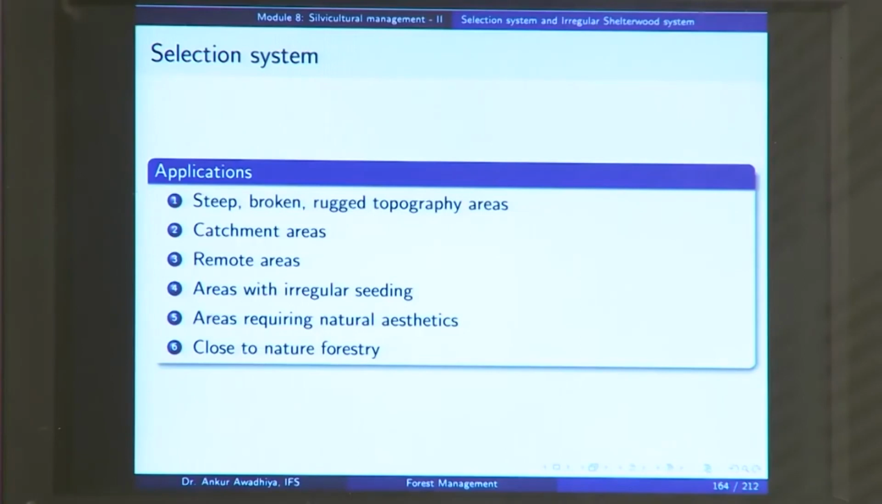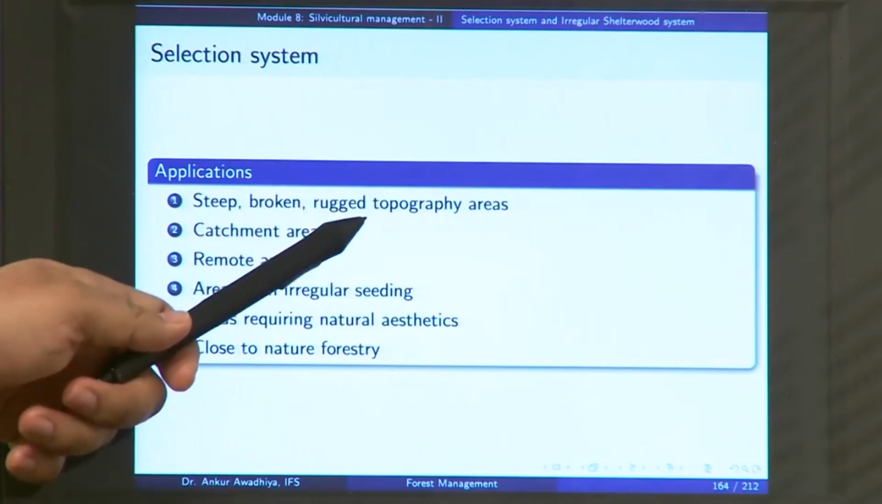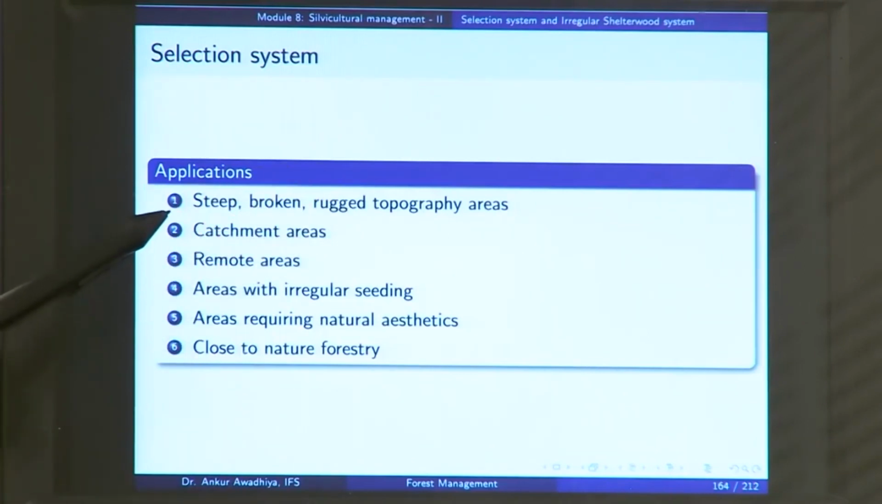So, one big application is in those areas that have steep, broken and rugged topography, areas that are catchment areas, areas that are remote areas. Because if a place is in a remote location, then it is difficult to bring your machines for large scale harvesting, as in the case of a clear felling system, and so in remote areas you typically go for a selection system.